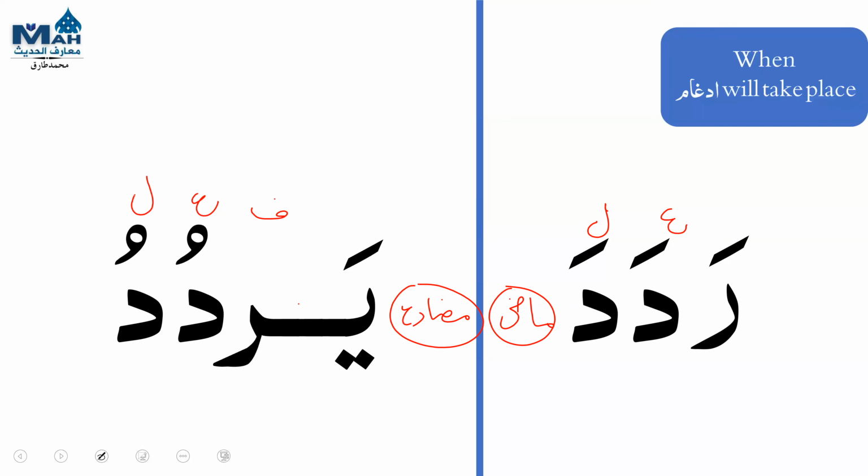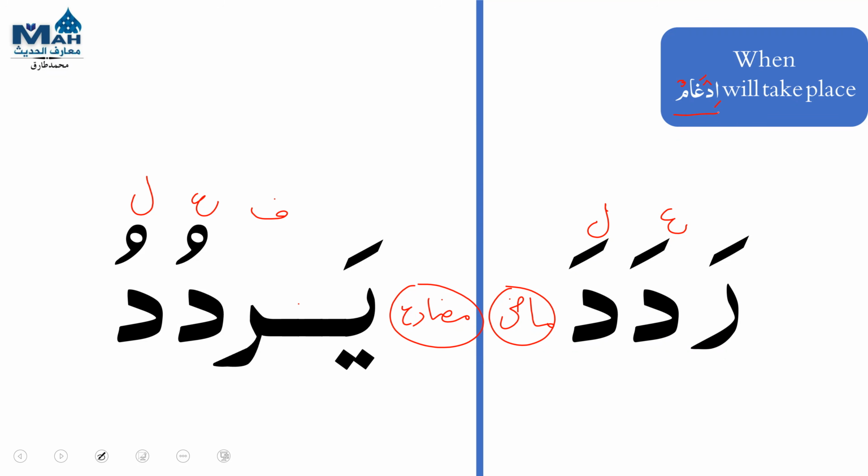Now we'll see when idgham will take place. Idgham means to merge something. It means in Arabic, when there are two same letters at the end on ayn and lam, then they merge. But there are conditions to merge. It is not required that every double letter will be merged. There are certain conditions. If those conditions are met, then we will merge.